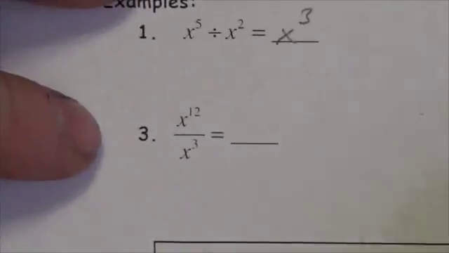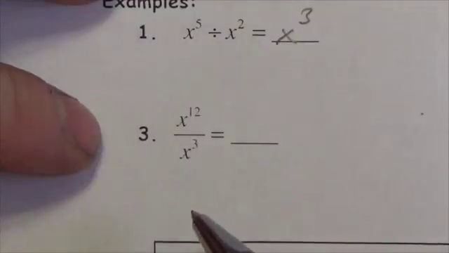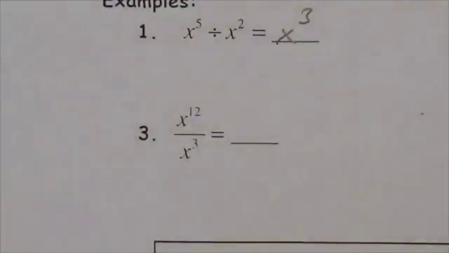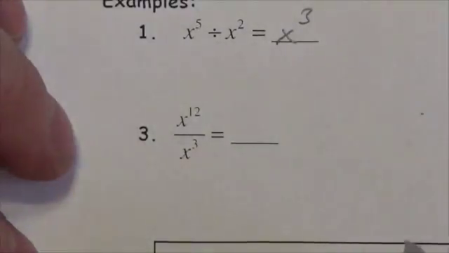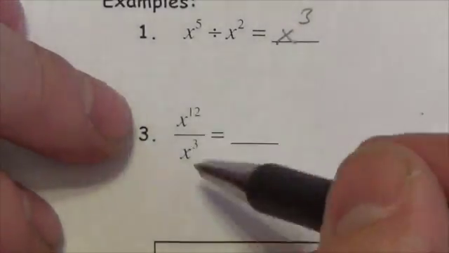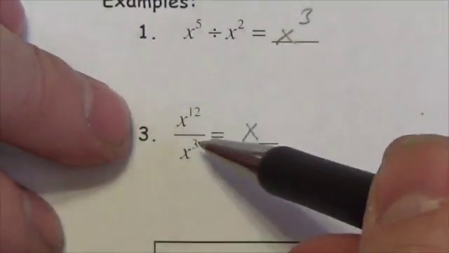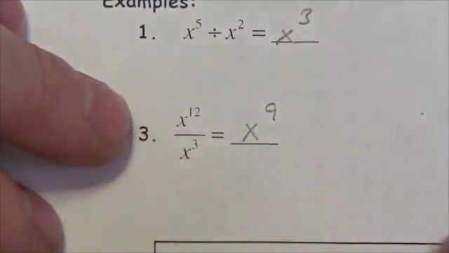Let's go down here. x to the 12 divided by x cubed. Okay, now this is written as you would most rational expressions. It's a lot more clear for a lot of people. And again, I'm dividing powers, so I'm going to subtract exponents. So 12 minus 3 is going to be 9. So the result here is a power where the exponent is 9.